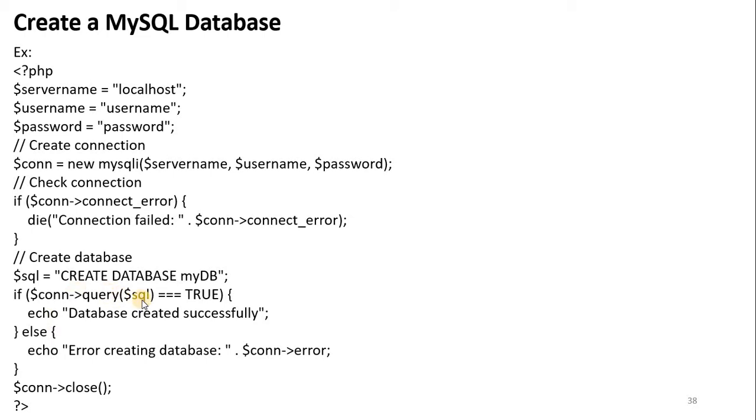You have a function called query, used for executing a query: $connection->query($sql). Here $sql is the statement I have in the SQL variable, that is CREATE DATABASE MyDB. Then triple equal to, which I have explained earlier, is the identical operator. If it is true, then it is created successfully. If it is not true, there is some problem in creating the database.